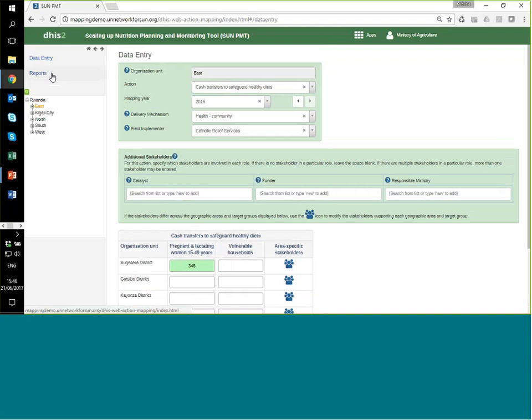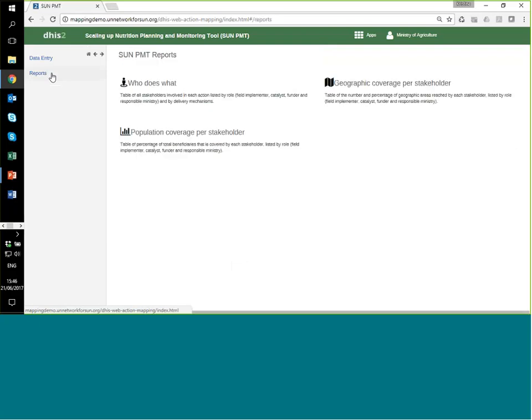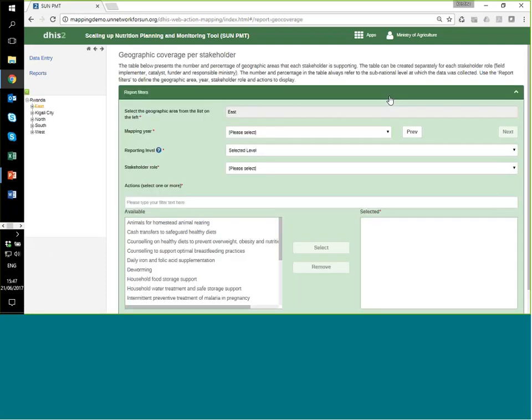The next aspect that I want to speak about or show you are the special reports that are designed for the SunPMT mapping tool. The first is a table depicting the stakeholders who are supporting each action across each of the roles. This table can be produced at the national, province, or district level. The next report is the geographic coverage per stakeholder, which provides results of the number of districts each stakeholder is reaching for each action. The final report is the population coverage per stakeholder report, which provides the population coverage of each stakeholder across each action. Each of these reports can be produced at the national or subnational levels.